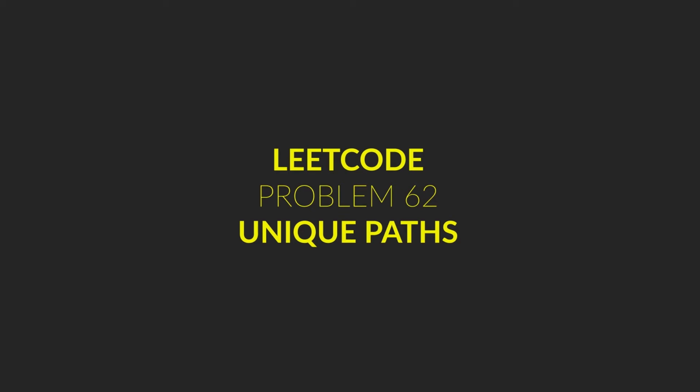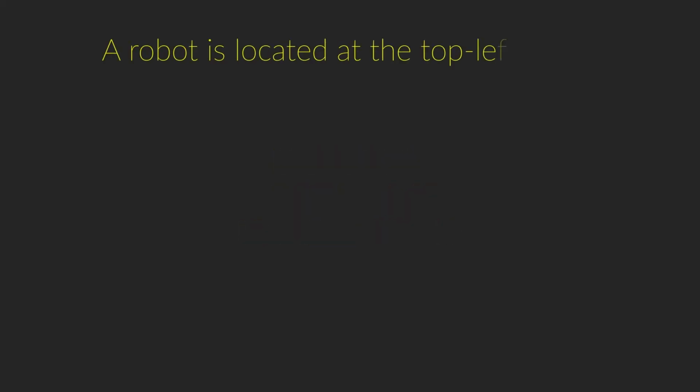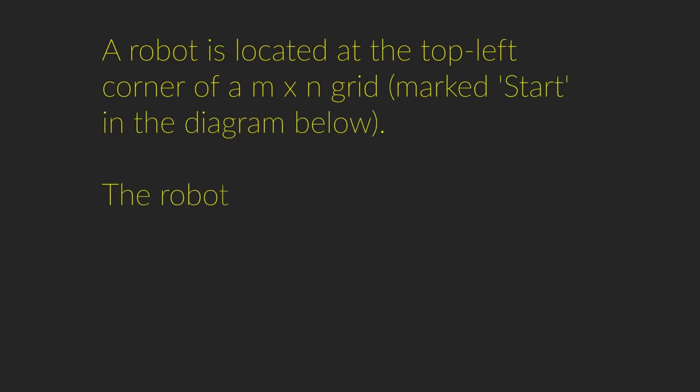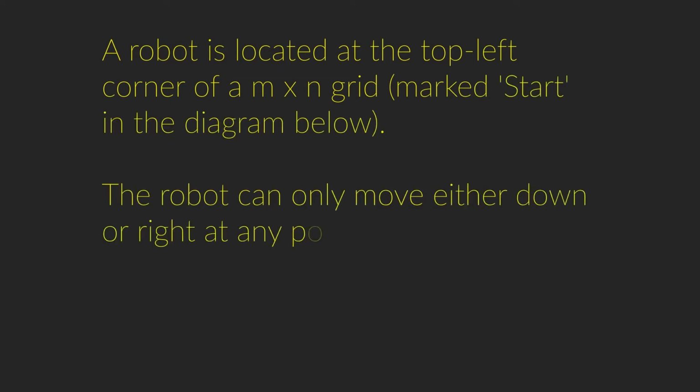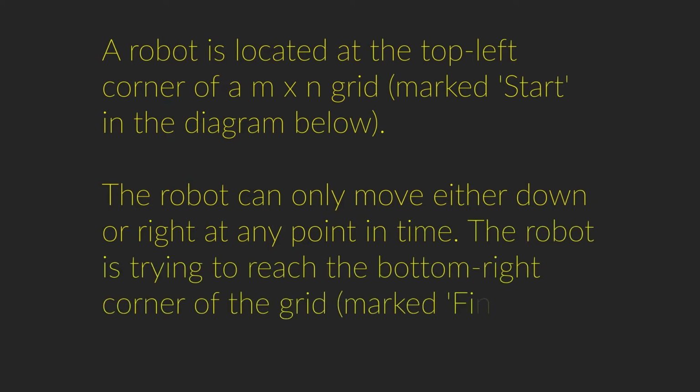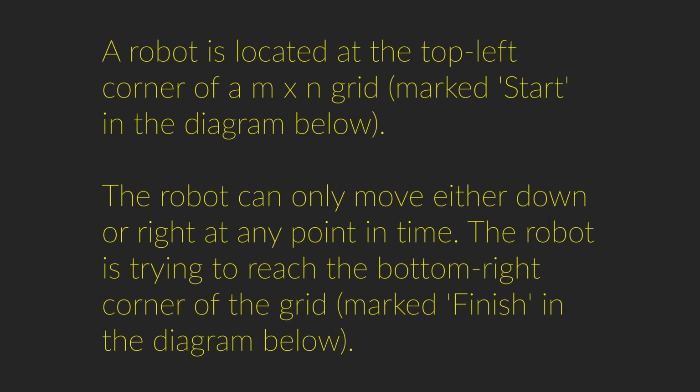Let's read the question first before we move on to the solution. A robot is located at the top left corner of an m times n grid, marked start in the diagram below. The robot can only move either down or right at any point in time. The robot is trying to reach the bottom right corner of the grid, marked finish in the diagram below. How many possible unique paths are there?